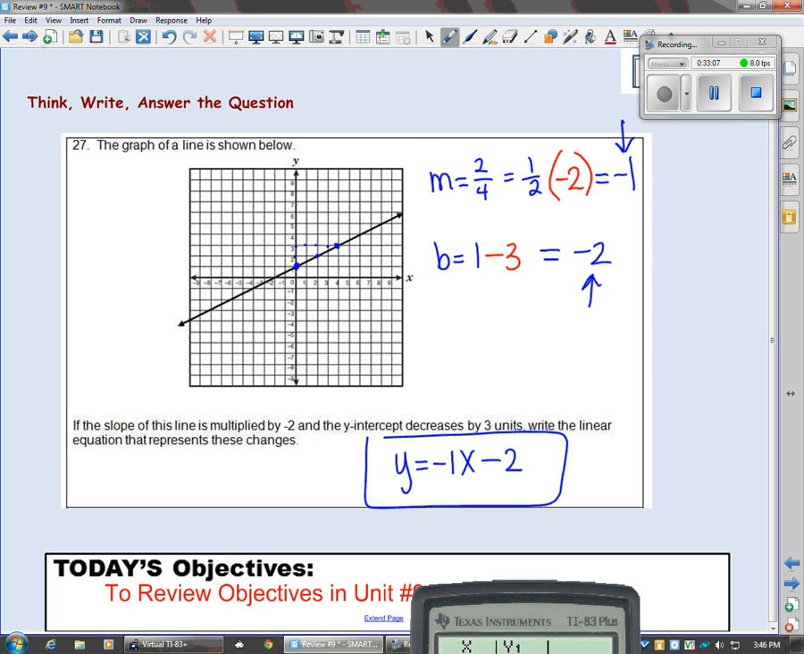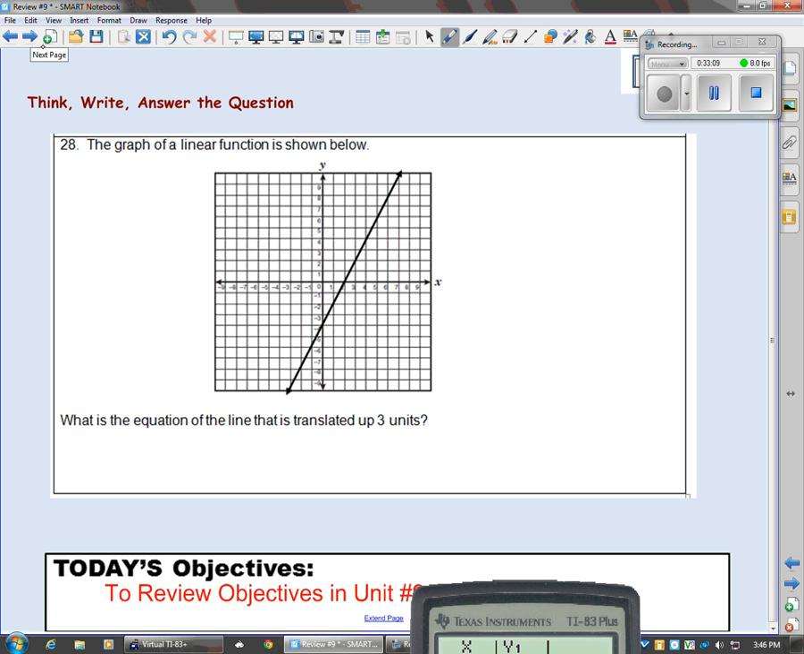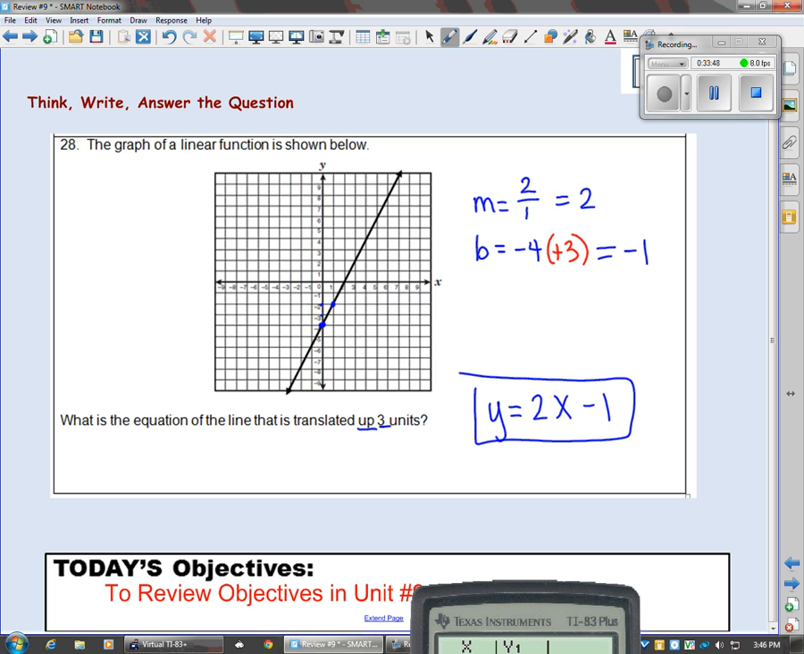And the last one, number 28. The graph of a linear function is shown below. What is the equation of the line that is translated up 3 units? Again, let's start by knowing the slope and the y-intercept. My y-intercept is at negative 4. My slope, it appears, is up 2 over 1. So nothing changes about the slope. The y-intercept goes up 3, so it becomes negative 1. Y equals mx plus b. That should be your final answer there.